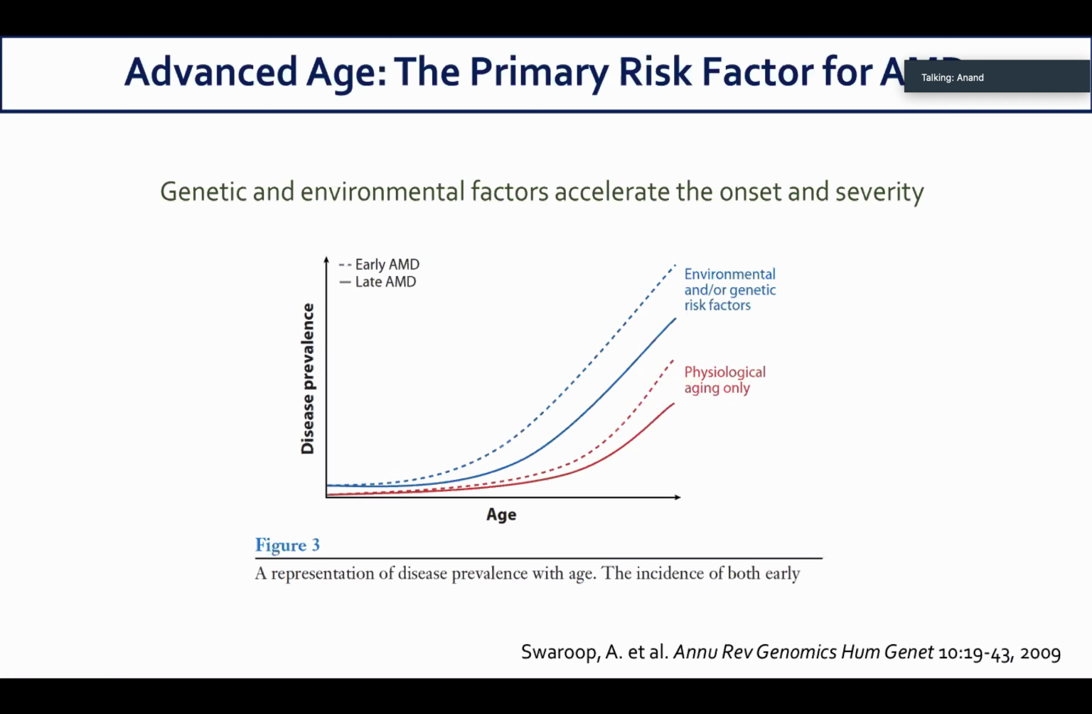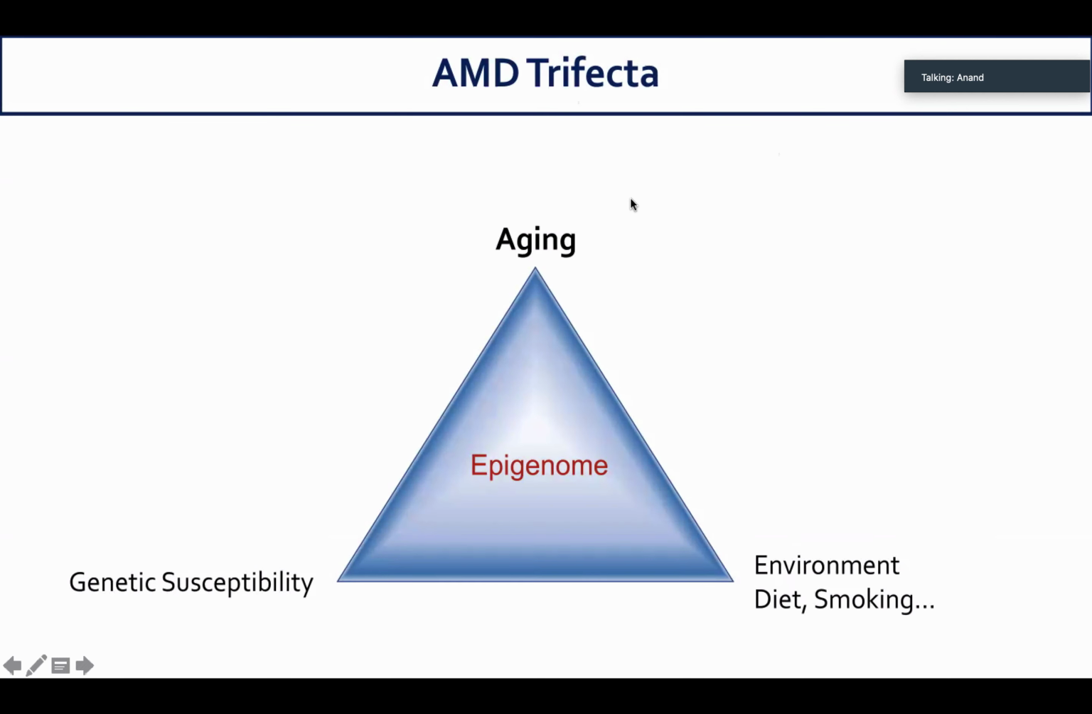Genetics and environment are there to either accelerate or decelerate the onset of a disease and its severity. So the way I like to put it is, I'd like to put aging on top of this pyramid. And I would like to say genetic susceptibility, environment, diet, they all in some way impact the epigenome. And that epigenome change can be altered. The impact of aging probably can be altered by environment, diet, smoking, or by genetic susceptibility, and vice versa.